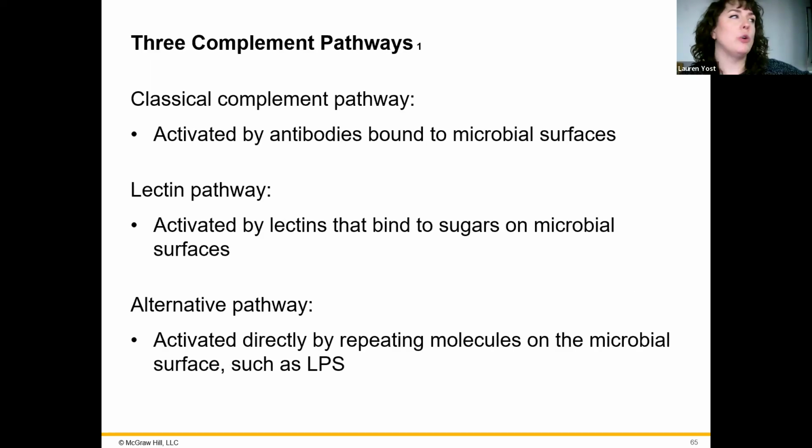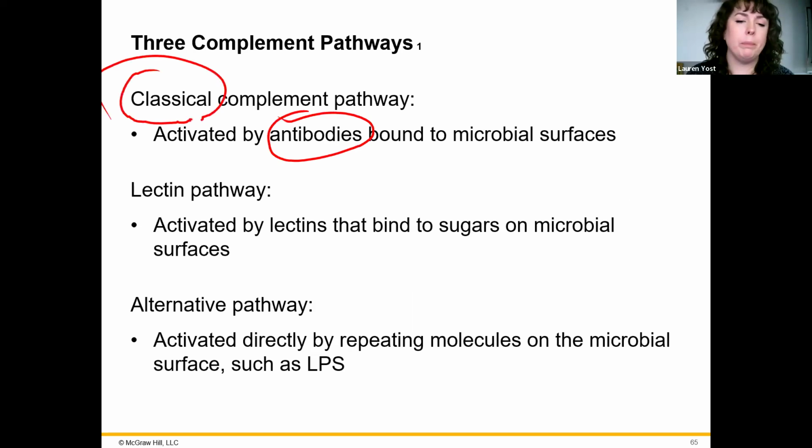There are 3 ways you can activate that initial step, right? Activating complement. You can do it by antibodies. We call this the classical pathway. Antibodies are around. If antibodies bind onto the thing, complement starts doing its thing, no matter what. Then we have the lectin pathway.